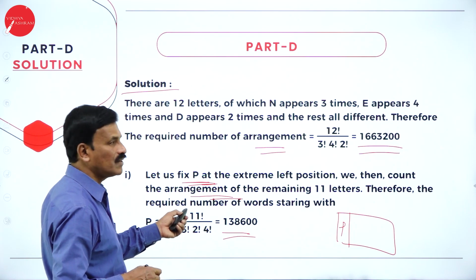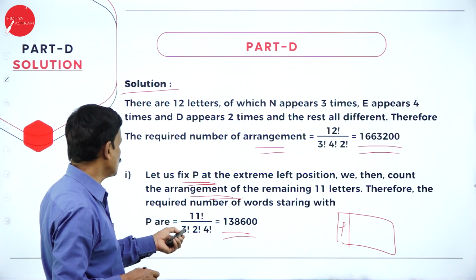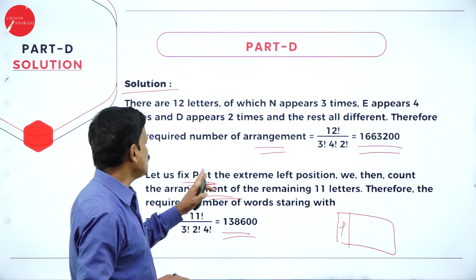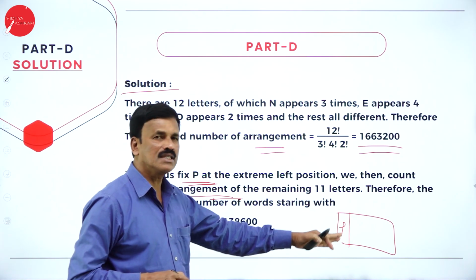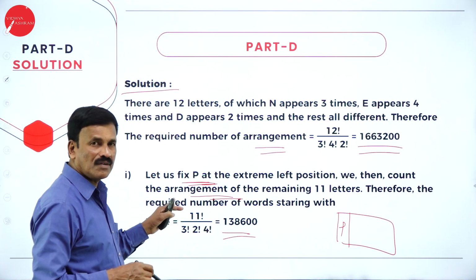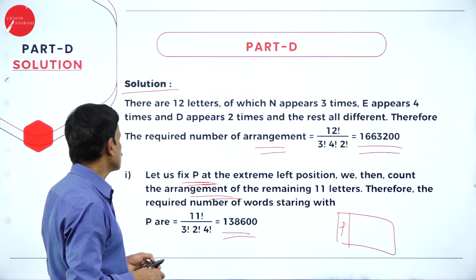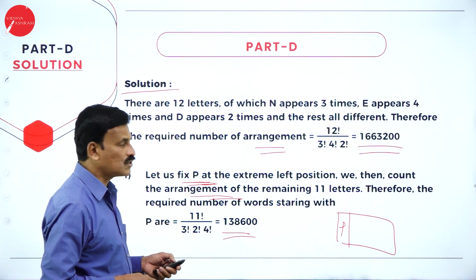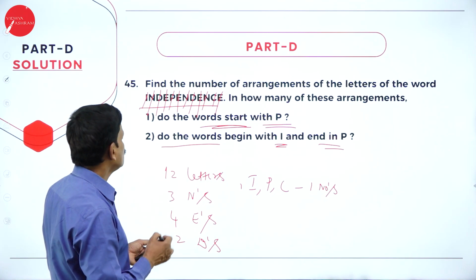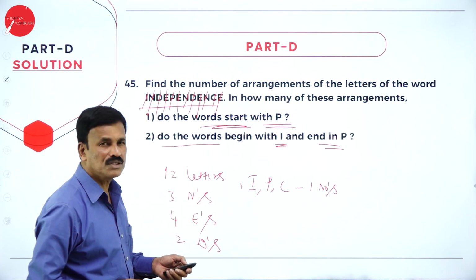So the number of words that start with P is 1,38,600. Fix P at the extreme left position, then the remaining letters give 11 factorial by 3 factorial into 2 factorial into 4 factorial. So that is 138,600. Now move on to the second condition: do the words begin with I and end with P?